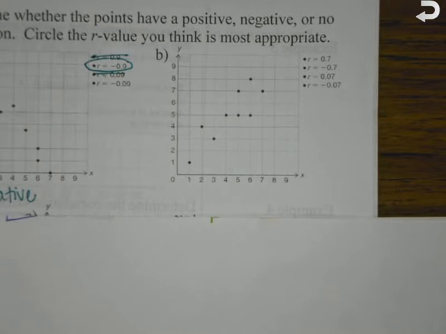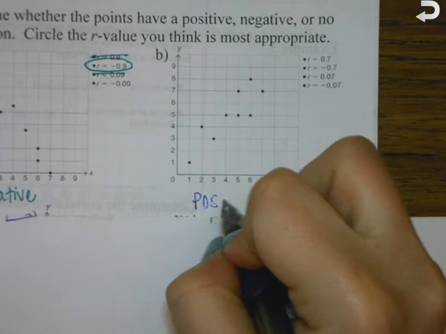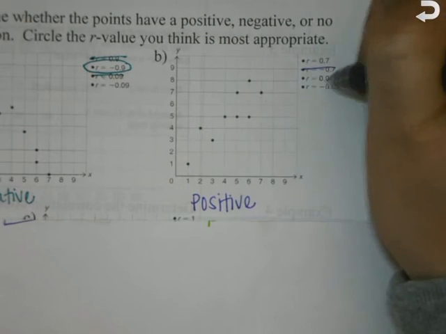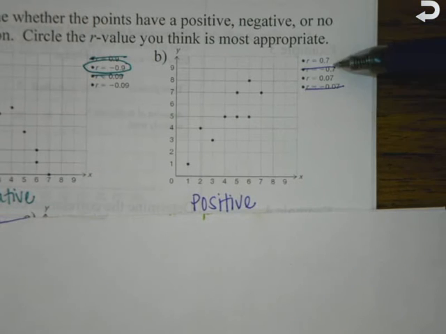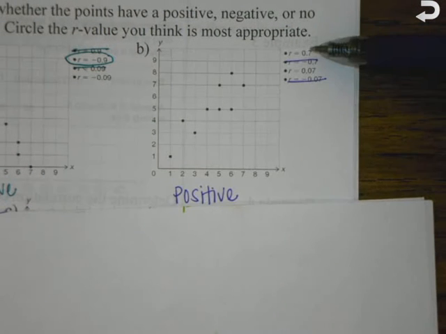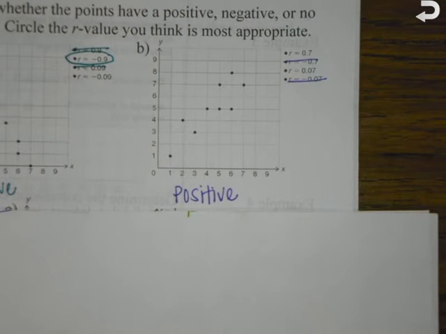All right, guys, first of all, did you come up with, is this one positive or negative? Okay, so which two can I eliminate right off the bat? The negative one. Okay, so we either have 0.7 or 0.07 to indicate how tight our line is. How many of you groups voted for 0.7? How many voted for 0.07? Okay, why did you guys vote for 0.07?